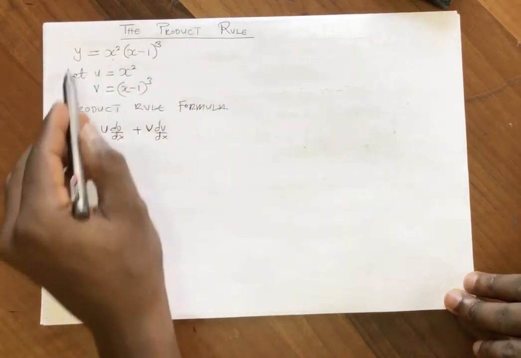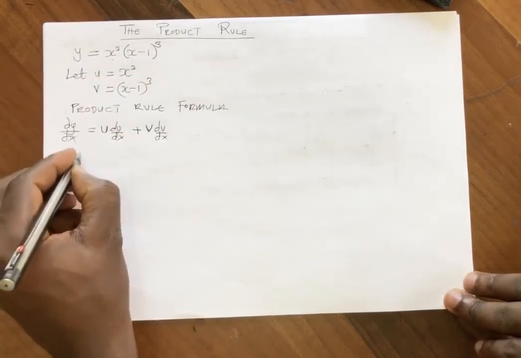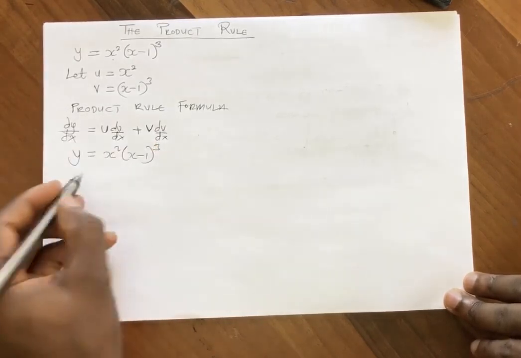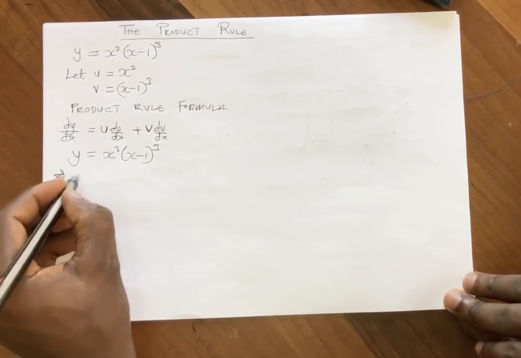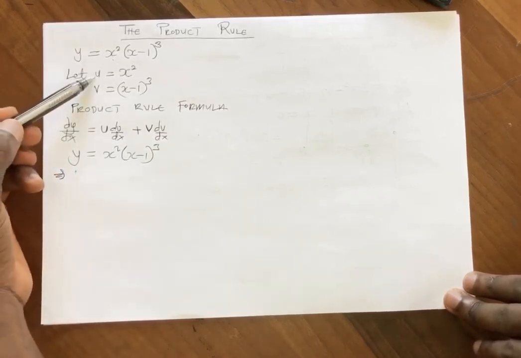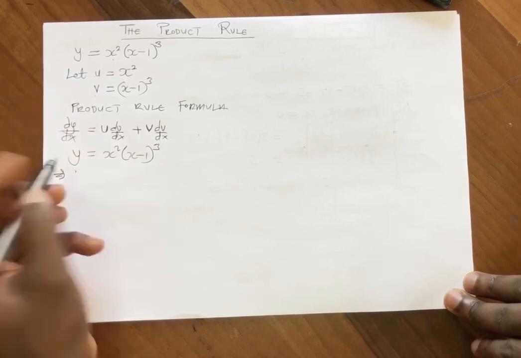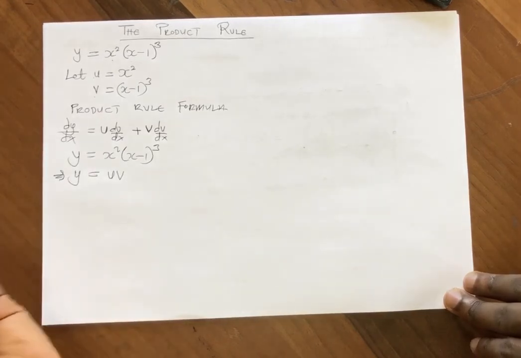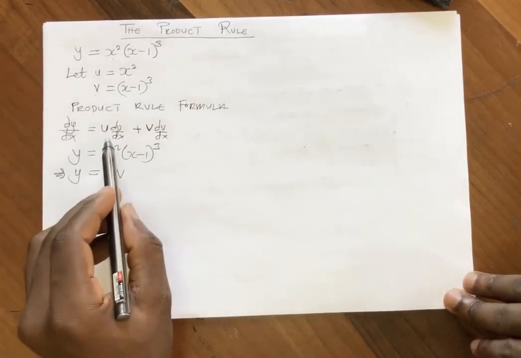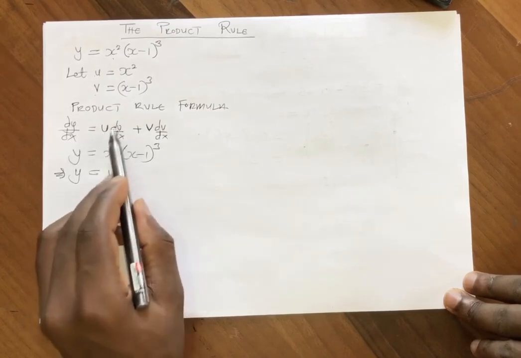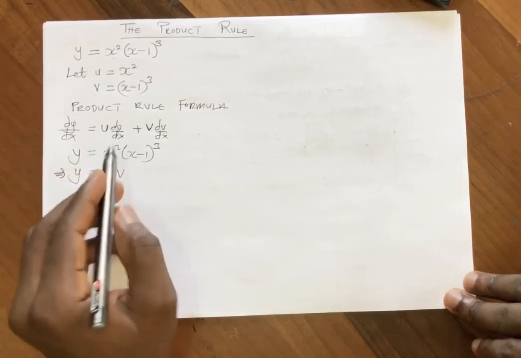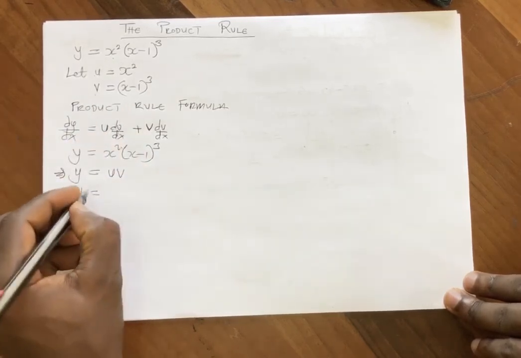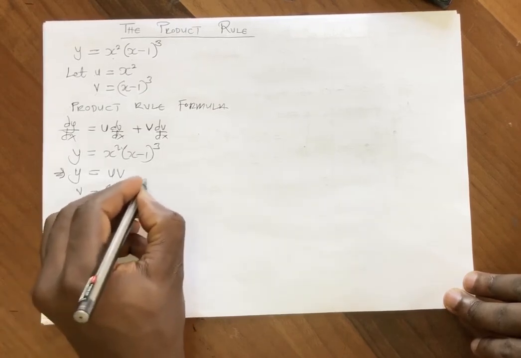So solving this, y is equal to x squared times x minus 1 raised to the power 3. We said let u be equal to the first one and the second one be v, so your y is now uv. We are told to keep the first one but differentiate the v, so let's go and look for dv/dx. We said v is equal to x minus 1 raised to the power 3.